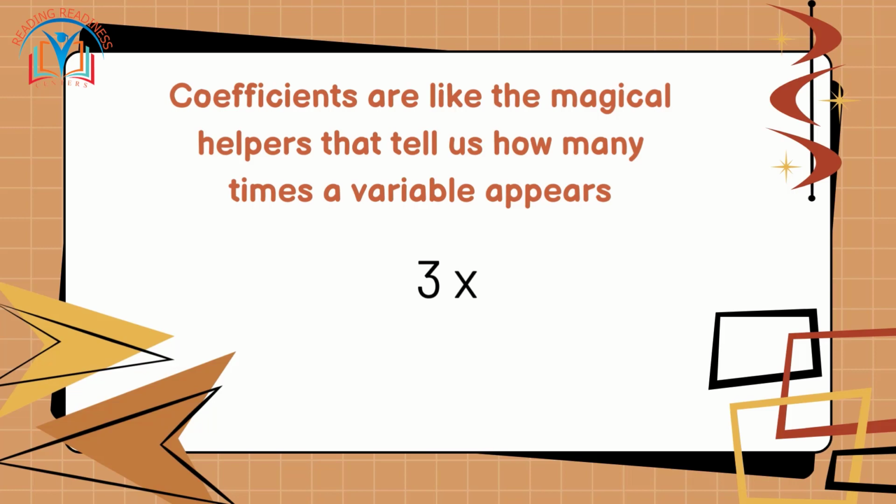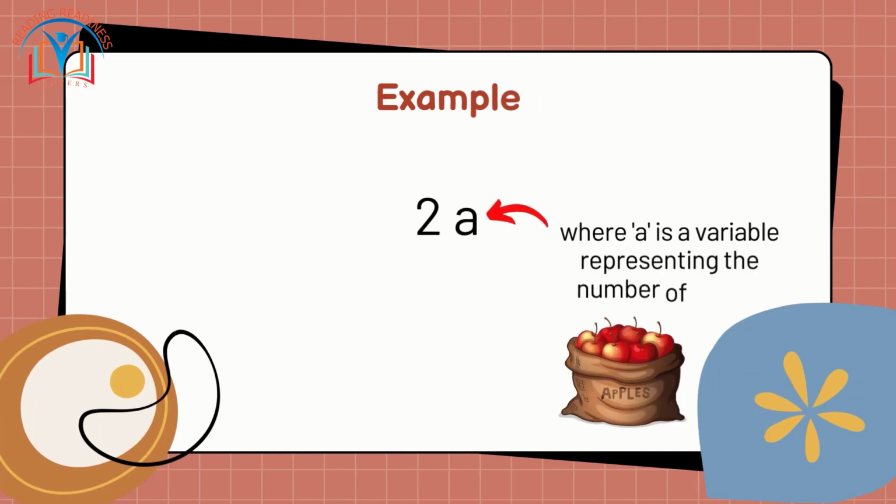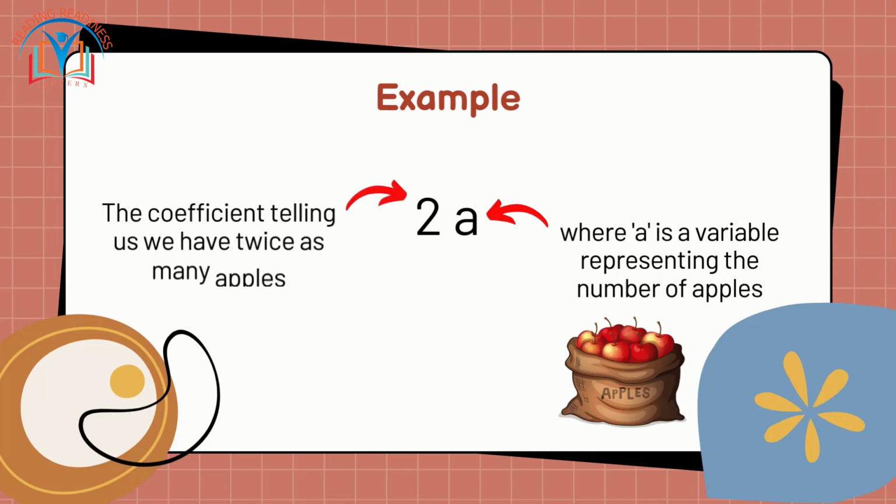If we have 3x, the 3 is the coefficient of x. Another example could be 2a, where a is a variable representing the number of apples, and 2 is the coefficient telling us we have twice as many apples.